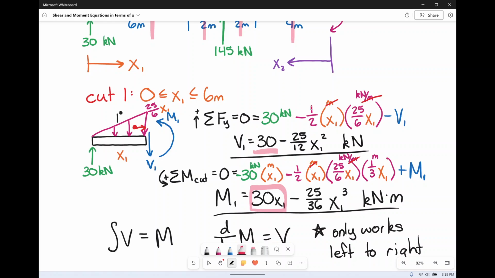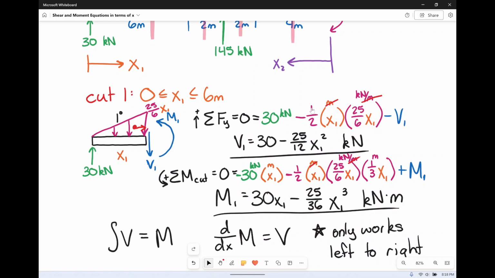You take the derivative of negative 25 over 36 times x cubed, you're going to get 3 times 25 over 36 x squared, which is 25 over 12 x squared. So yes, this does actually check out.